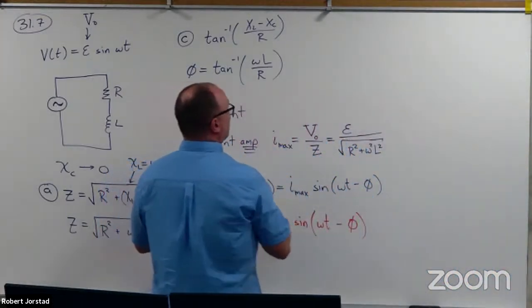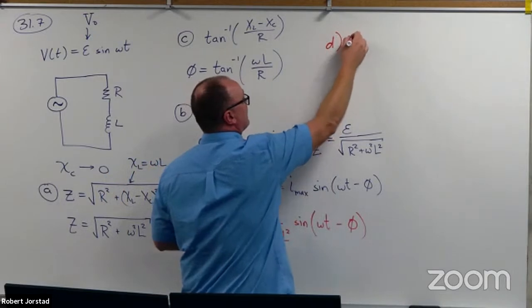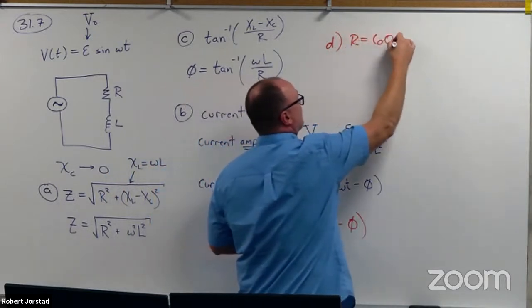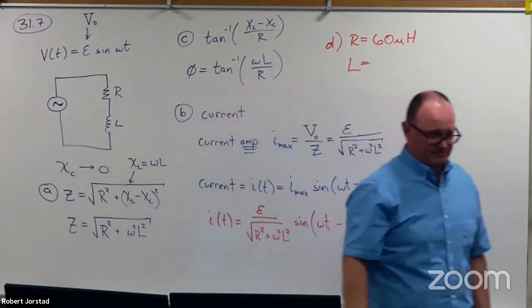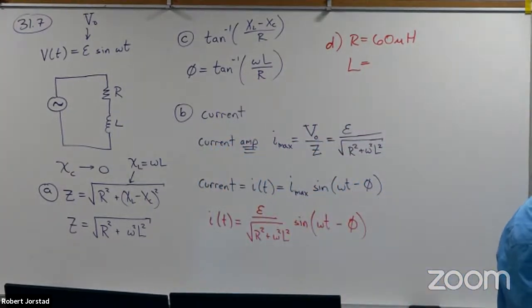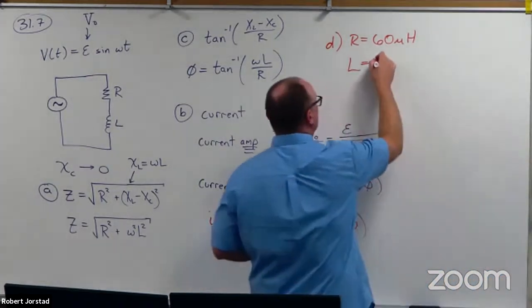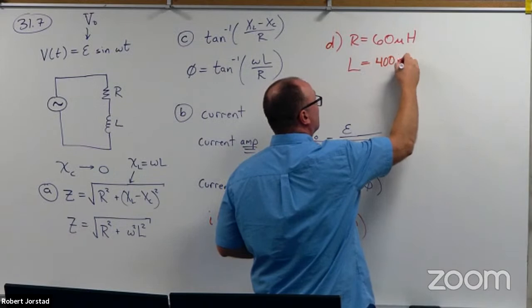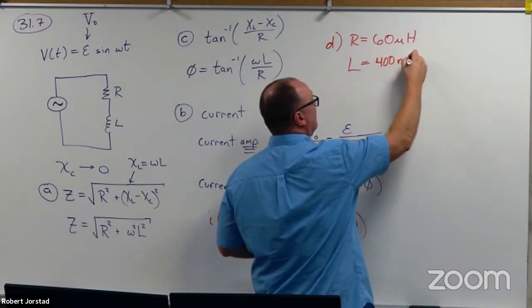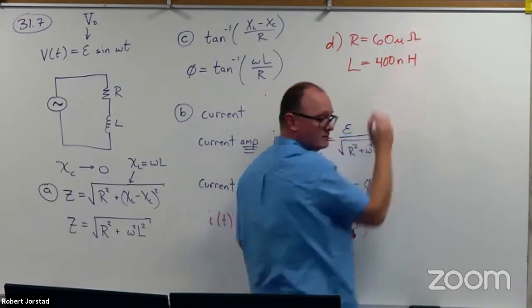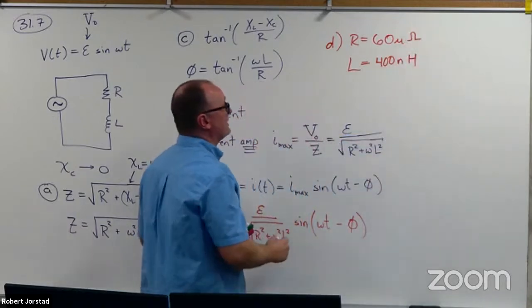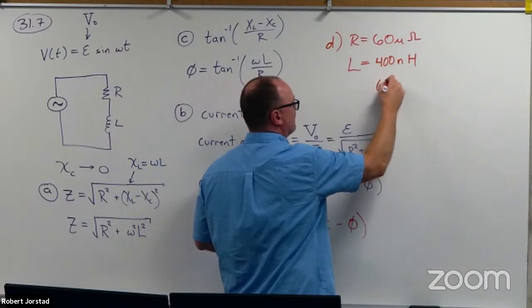So in part D, we're given some numerical values. I think we're told R equals 60 microohms. L is 400 nanohenries. And then we see this mysterious number, 60 hertz.